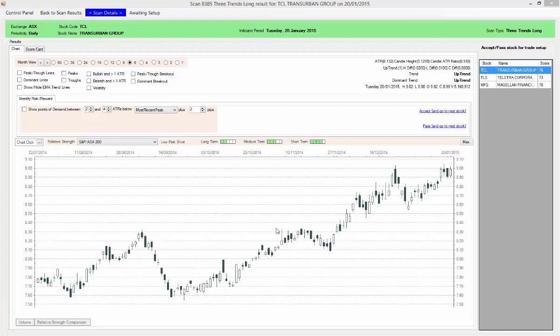Here I am in the Manage Your Trades application at a particular stock that I've detected via a scan, and I'm showing you TCL Transurban Group, which is an ASX stock. It's showing candles with a periodicity of daily. It was scanned under a particular scan type called 3 trends long, which is momentum based, where there's a strong trend in either the long or short direction. In this case, it's a long.